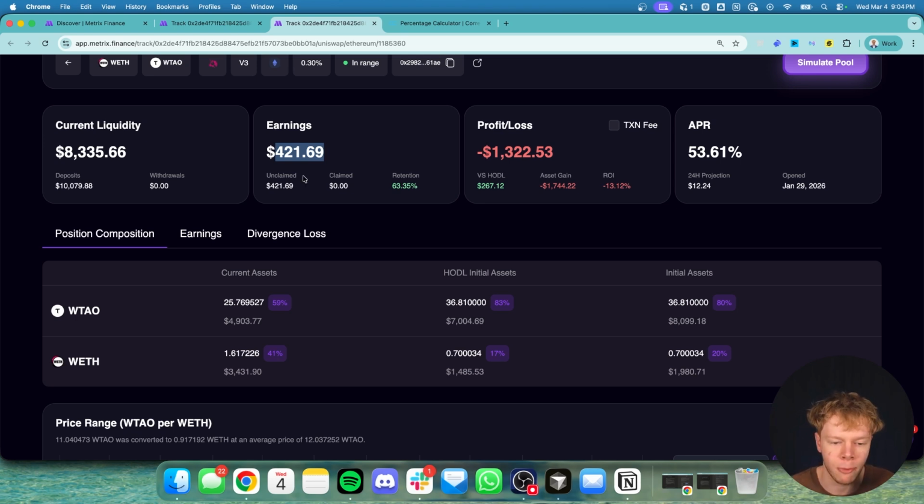What does tell me that I'm outperforming the market is a positive retention, which you'll only see on Metrix Finance, as well as a positive versus HODL number.